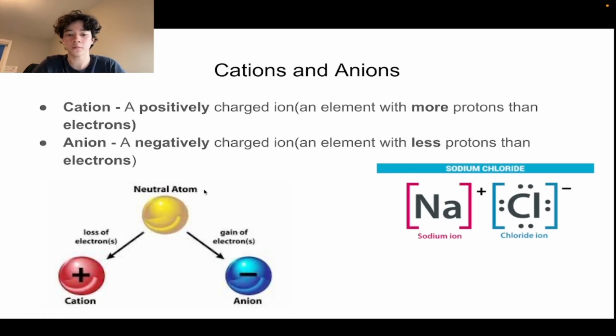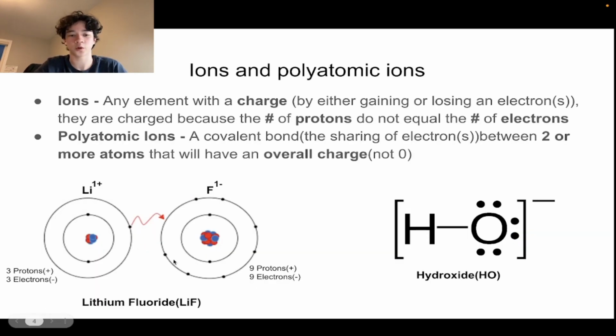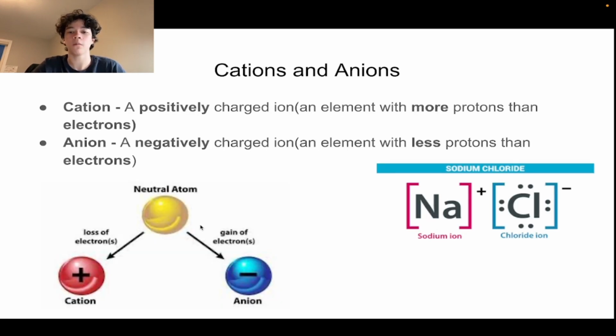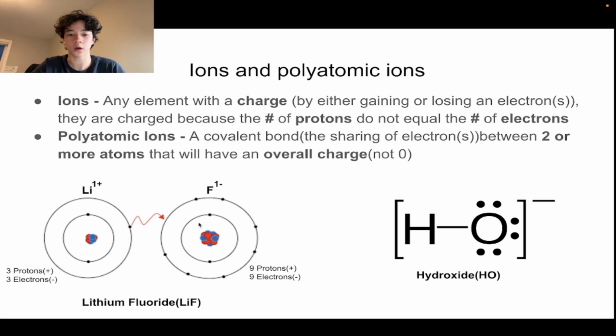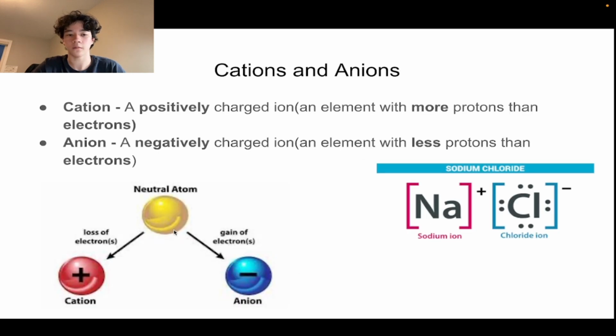Now, an anion, over here, is a negatively charged ion with fewer protons than electrons. And that's chlorine over here. So this is kind of a little misleading. You're not losing protons, but you're gaining electrons, so it makes the protons look like there are fewer. As you might know, protons normally equal electrons.